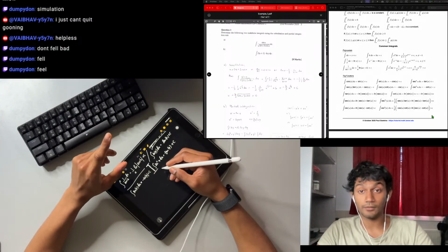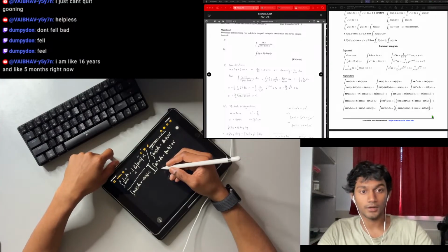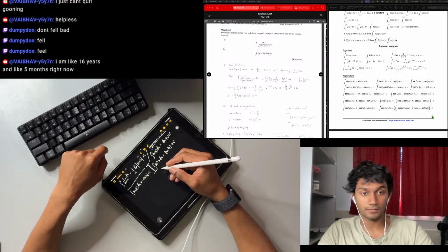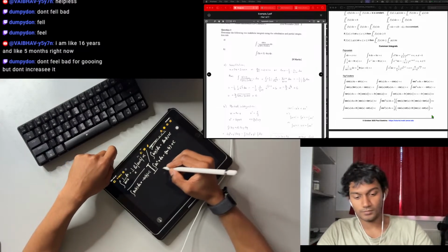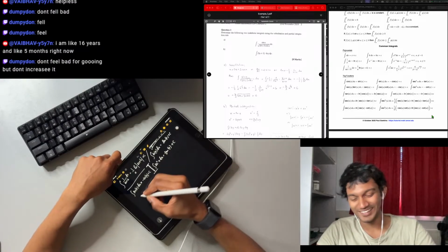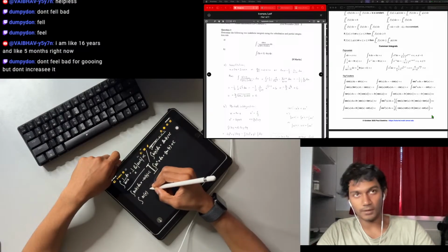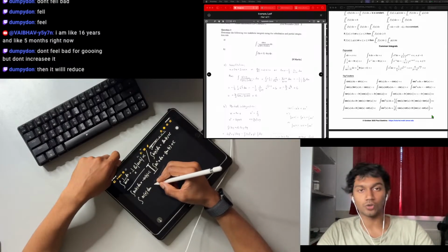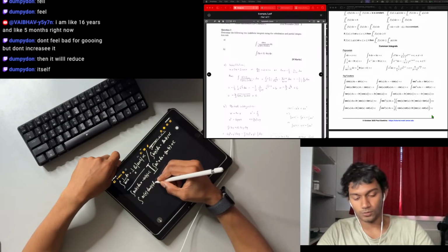But hey, I heard something else. There's a thing called semen retention. I heard that is very bad. Don't feel bad about gooning, but don't increase it. At the age of 16, that's all good, fam. It's normal. It's also all hormones and shit.